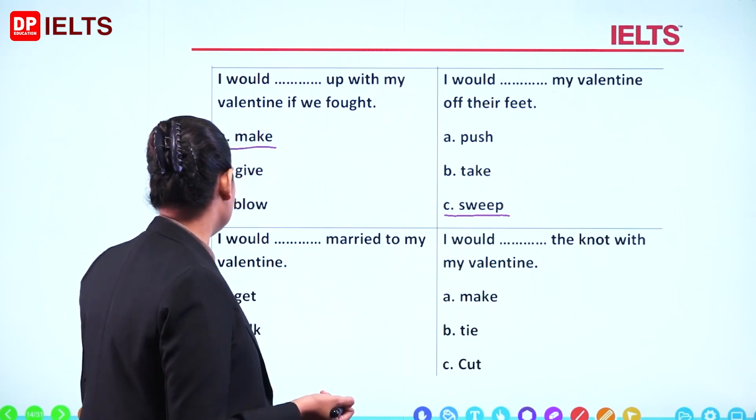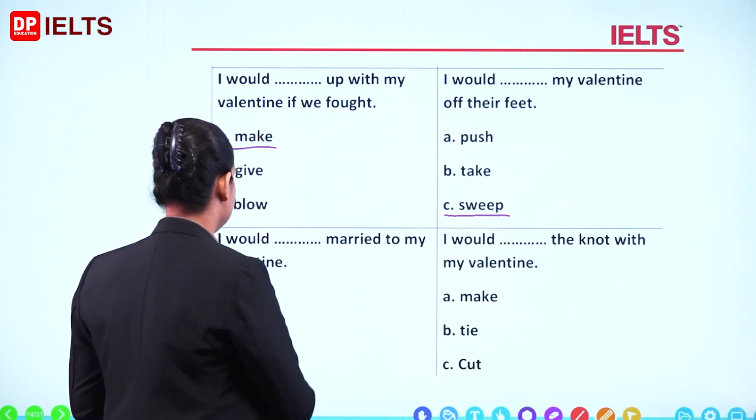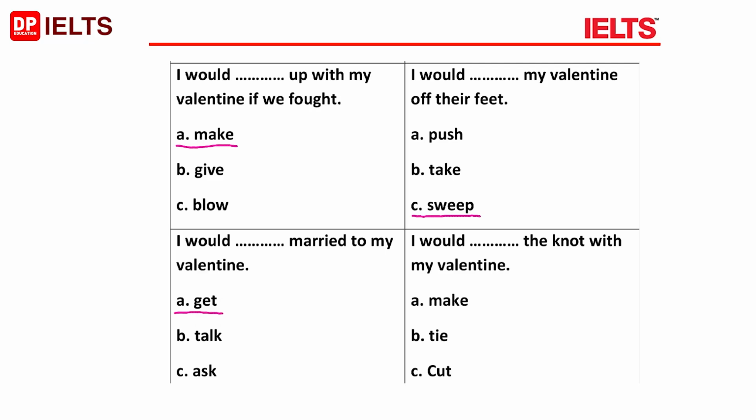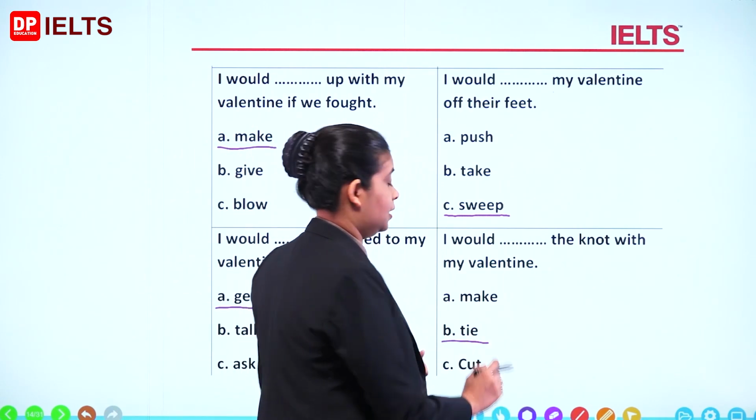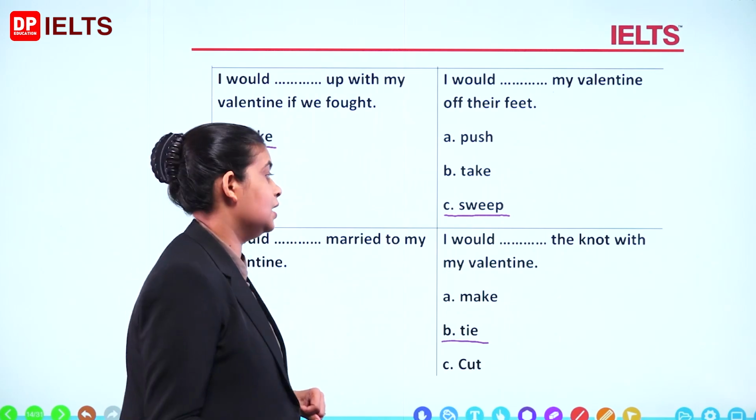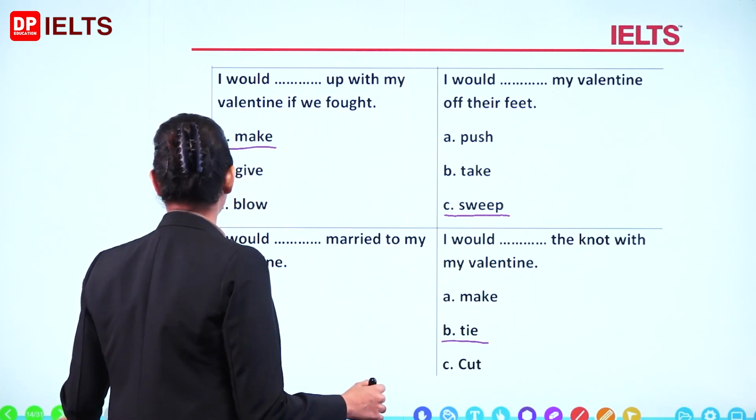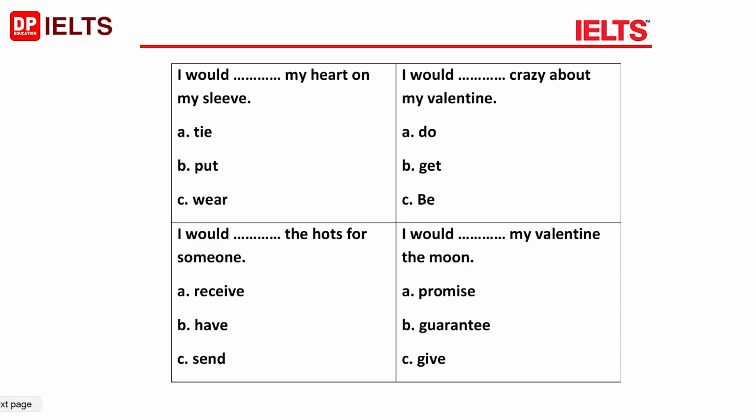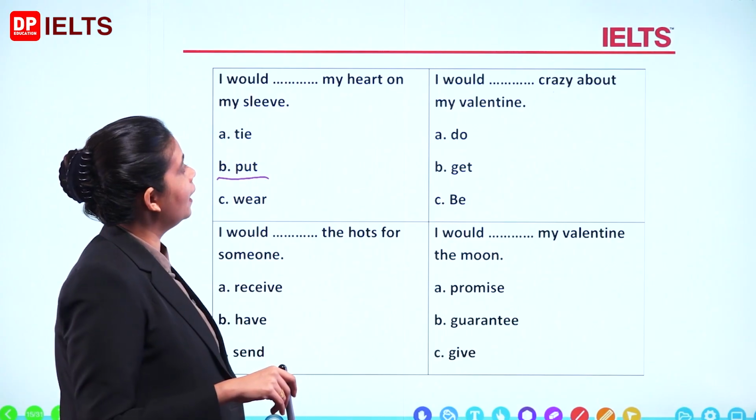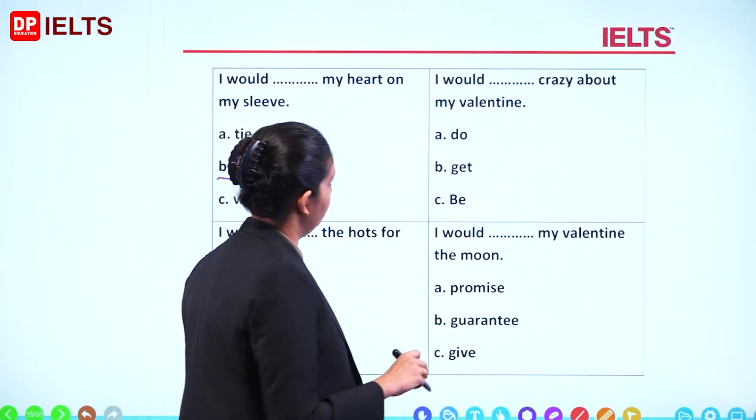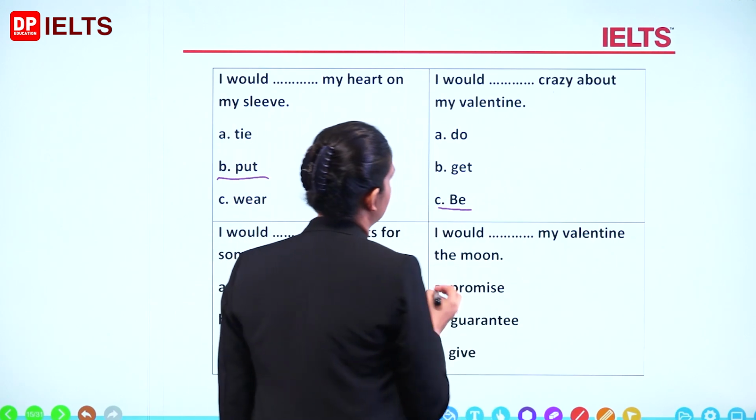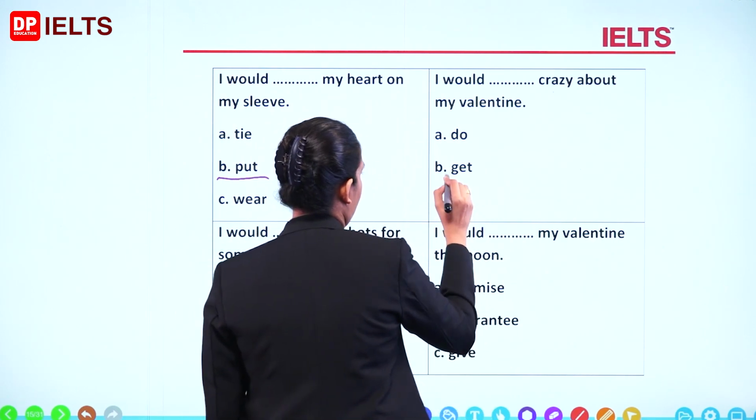I would get married to my Valentine. I would tie the knot with my Valentine. Tie the knot. කියන්නේ කසාද බඳින එකට. Okay? Tie the knot with my Valentine. I would put my heart on my sleeve. Okay. I would be crazy about my Valentine. Simple B, okay? This can be simple B.